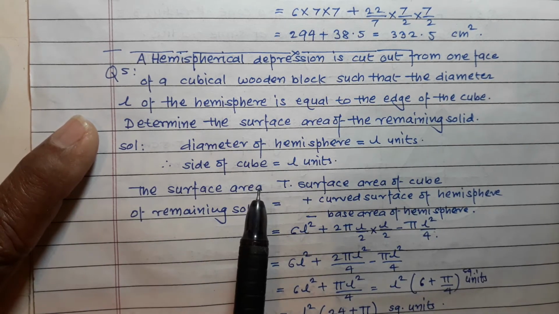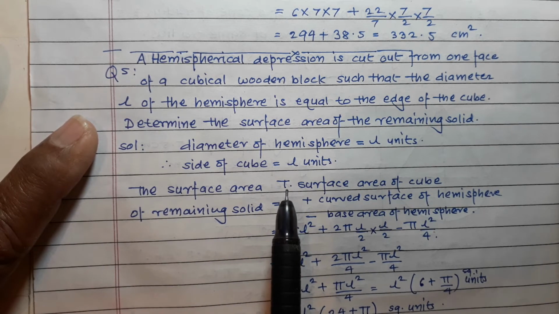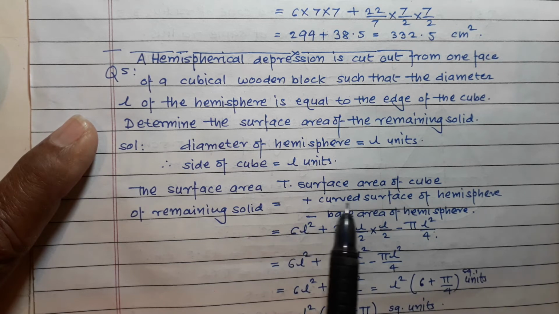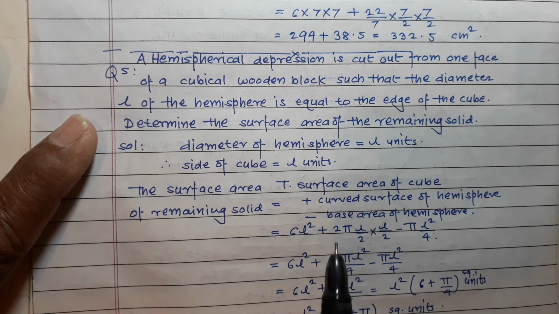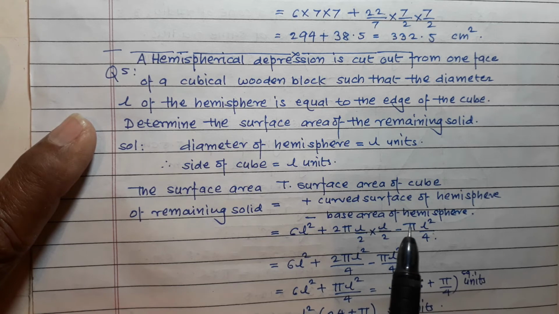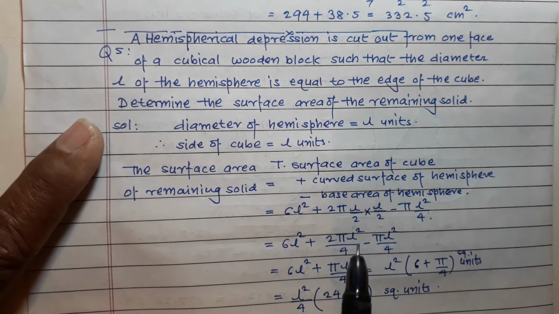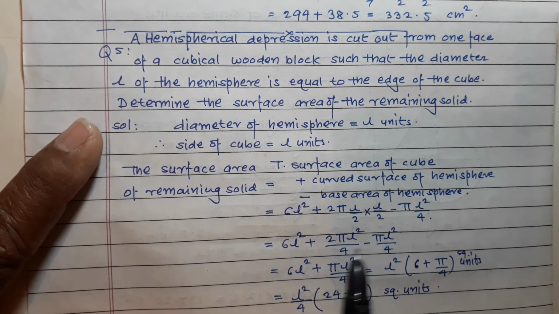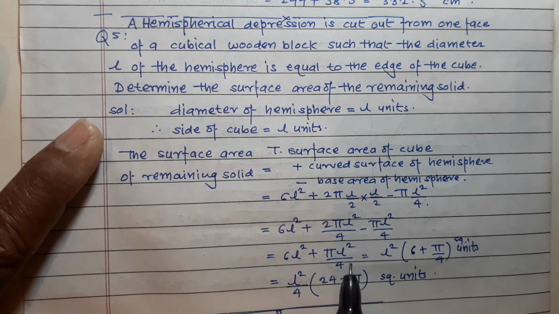The surface area of the remaining solid is equal to total surface area of cube plus curved surface area of hemisphere minus base area of hemisphere. So 6 l square plus 2 pi l upon 2 into l upon 2 minus pi l square upon 4, is equal to 6 l square plus 2 pi l square upon 4 minus pi l square upon 4, is equal to 6 l square plus pi l square upon 4.